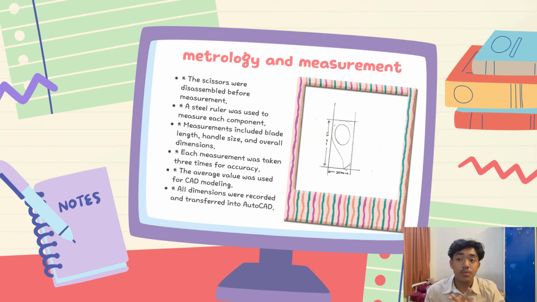Each measurement was taken 3 times for accuracy. The average value of the 3 measurements taken was used for CAD modeling. So lastly, all dimensions were recorded and transferred into AutoCAD. That's all from me. For the next slide, I'm going to pass to my friend Muhammad Zinki bin Adlan Shah.